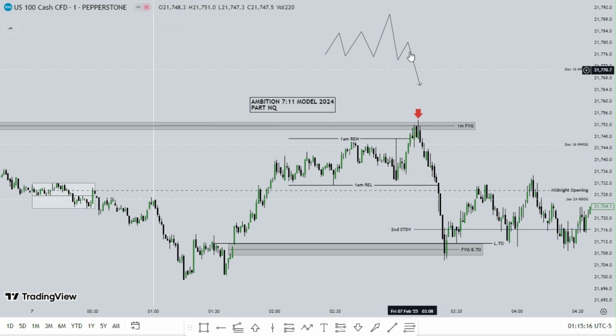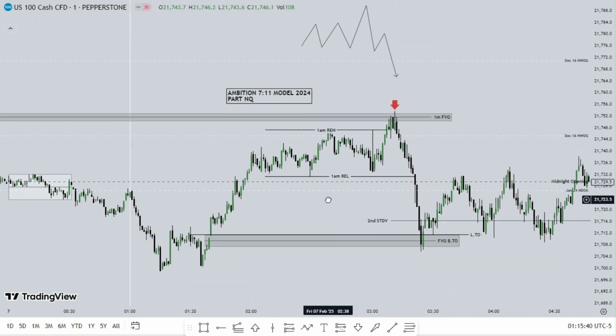So the 7 a.m. model can be like this. Straight after 7 a.m., 1 a.m., the price can just consolidate, go high, and take out the sell side, prepare to retrace back to 50%. This is OTE, by the way, and the price can get lower. Or the price can just start with a displacement lower, then consolidate, take out the liquidity, then go to the second standard deviation.